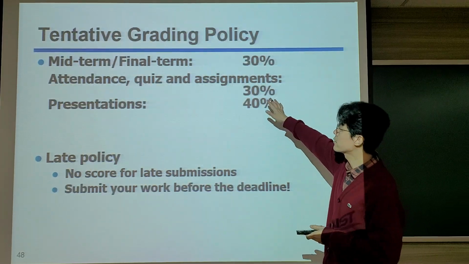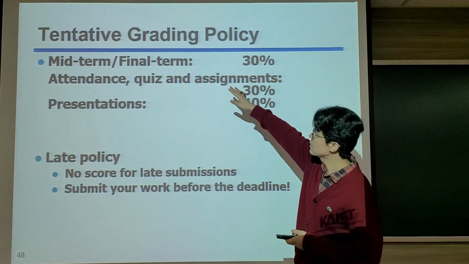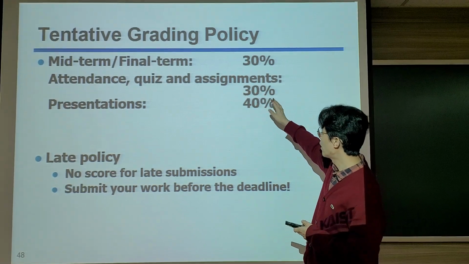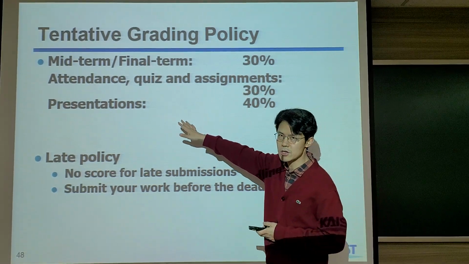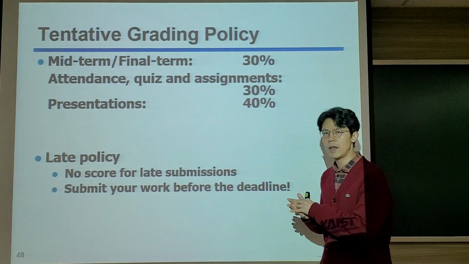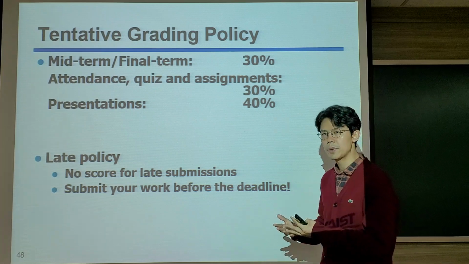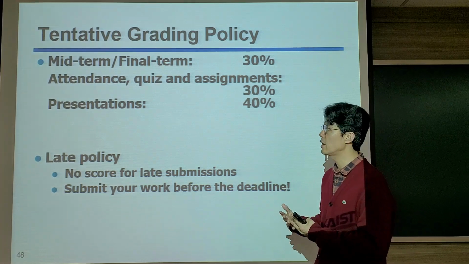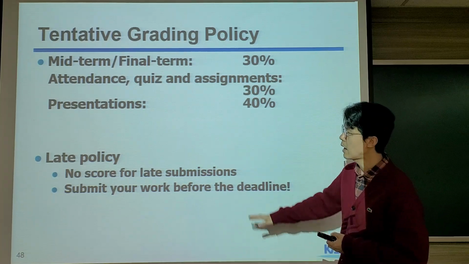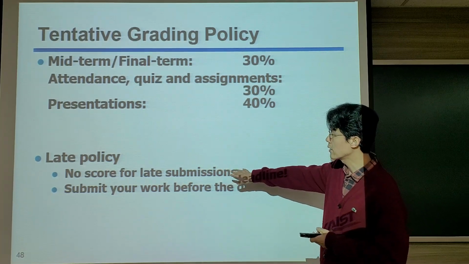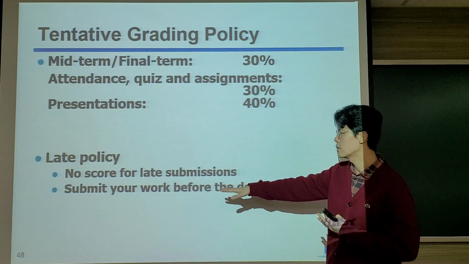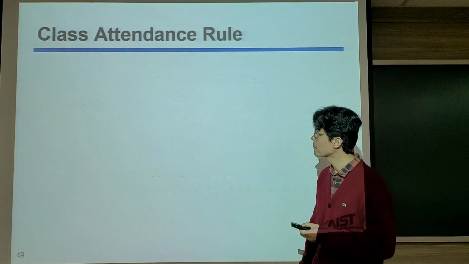These are the tentative grading. 30% for the exam, another 30% for the attendance, quiz, and assignment, another 40% for the student lecture or the paper presentation. So you can see that the student lecture, understanding the topic and presenting it in the class, is the most important class activity here. This is our late policy. No score for the late submission. In other words, you submit whatever your work is before the deadline.